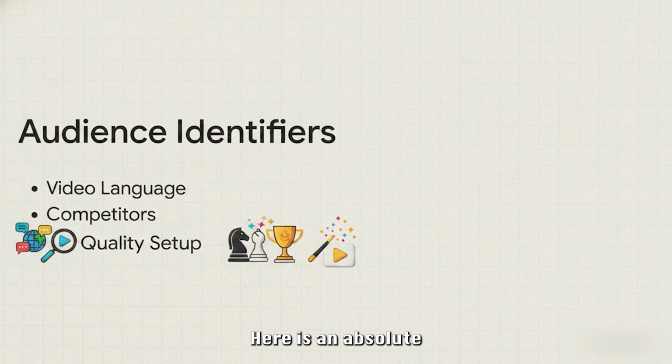But here is an absolute genius trick: channel keywords. Do not leave this blank. You need to input the exact names of your top 5 biggest competitors right into your channel keywords box. This sends a massive signal to the algorithm, basically forcing your videos into the suggested feeds right below their content.